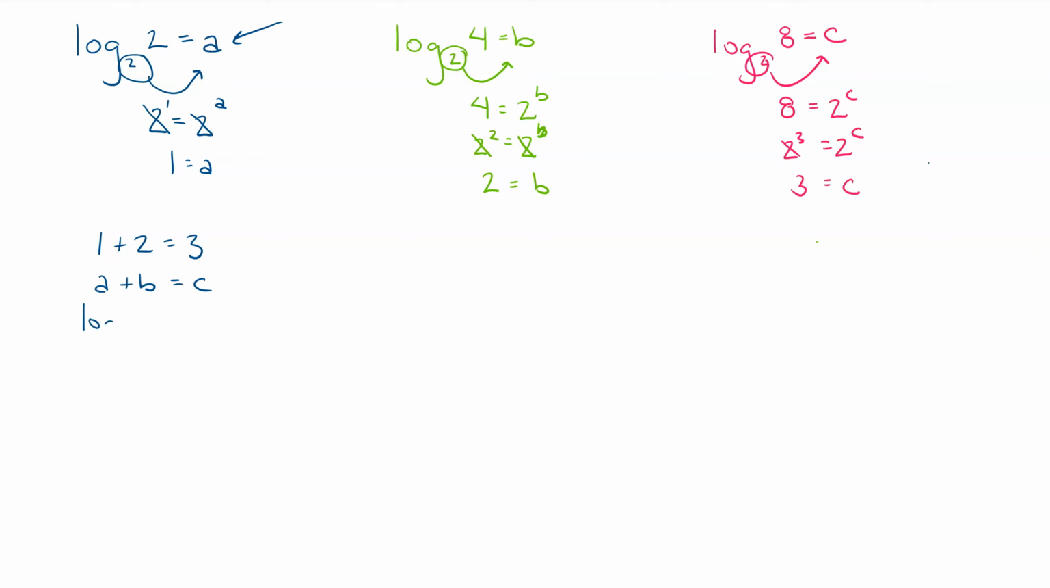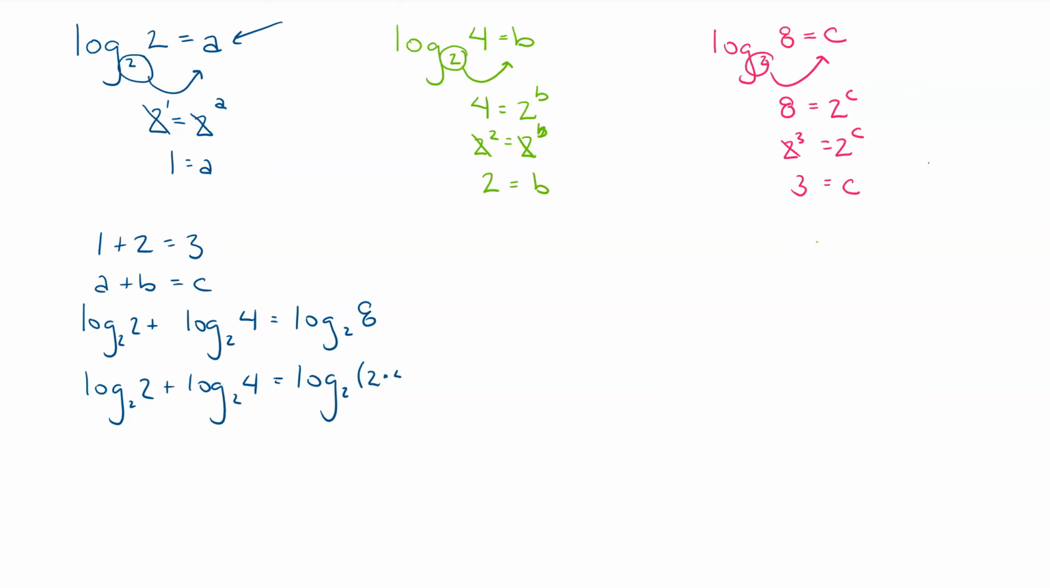So I could say log base 2 of 2 plus log base 2 of 4 equals log base 2 of 8. And then finally, 8 just so happens to be 2 times 4. Coincidence? No, obviously not. There's something bigger going on. Let's figure out what it is.